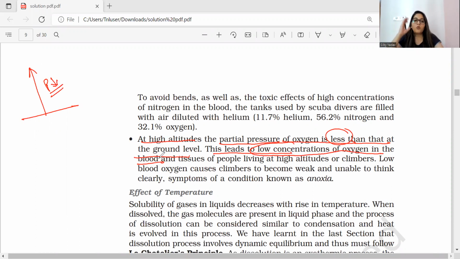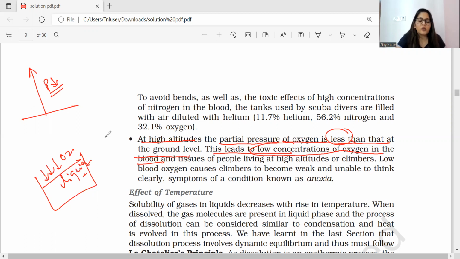So when we're moving up a hill, because the pressure is less, the dissolved oxygen inside the liquid, or you can say in our atmosphere, is affected. At ground level the pressure was more. That was the reason the oxygen was not escaping out of the earth, but was still there on the earth, right? So when you're moving up the hill, the pressure is decreasing.